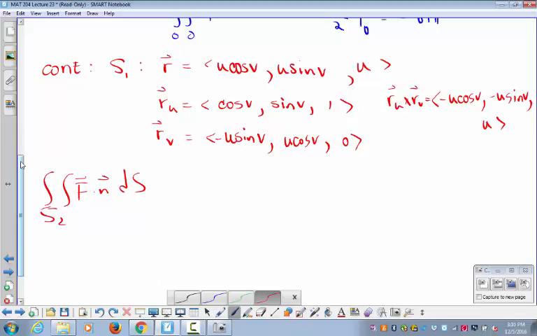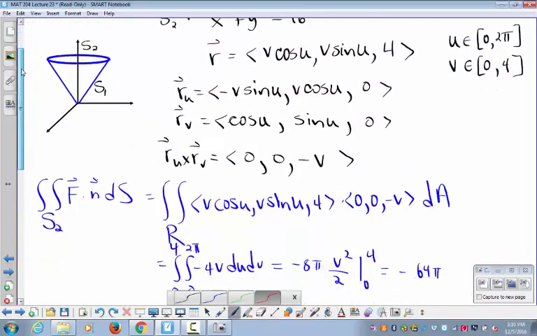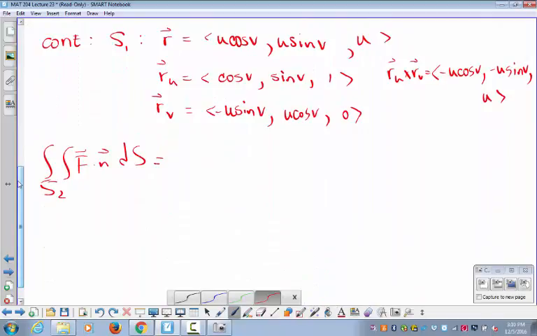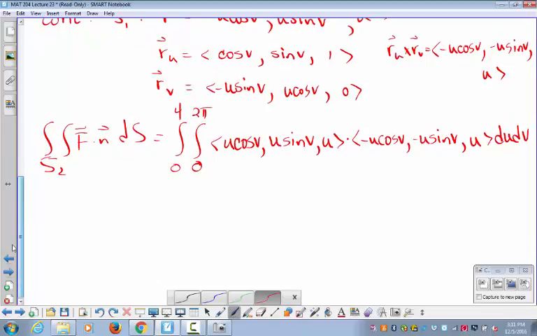So now we have to take our vector field and plug in our components for the parameterization. So capital F, what is it again? Oh, it's just xyz. So our parameterization is right there, xyz, dotted with n, which is r_u cross r_v. And then let's get our limits straight. U is outside, so that's representing the radius of the disk, so 0 to 4. V is on the inside, representing full rotation, 0 to 2 pi. Dot those two together.